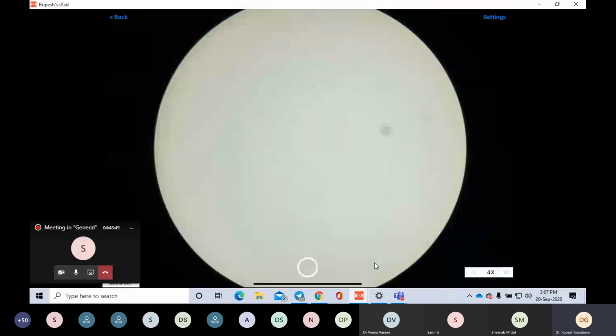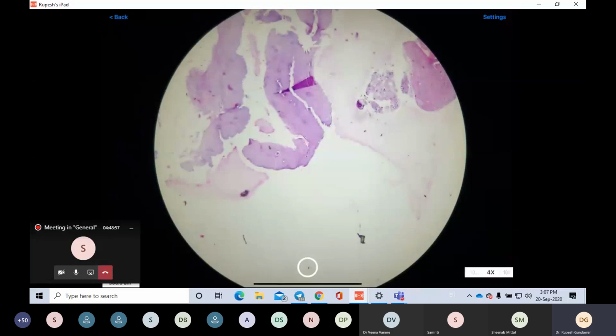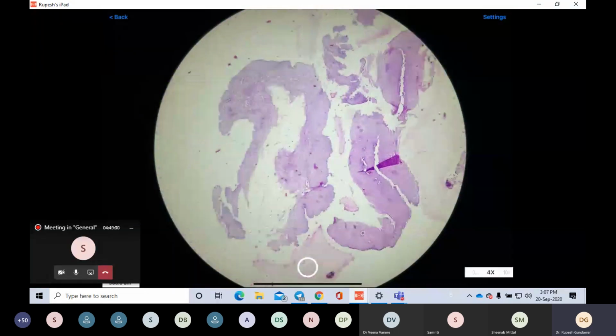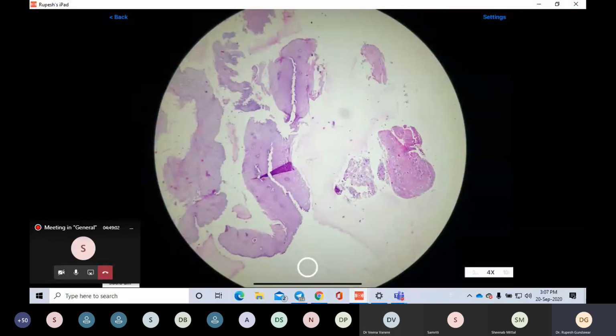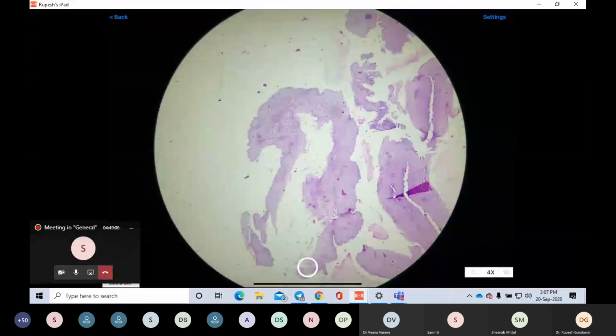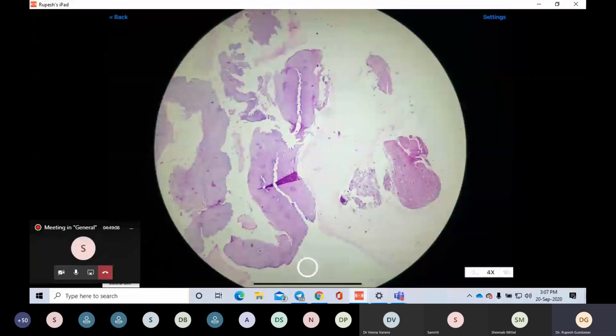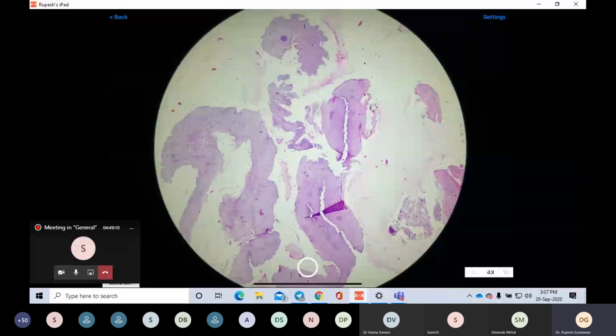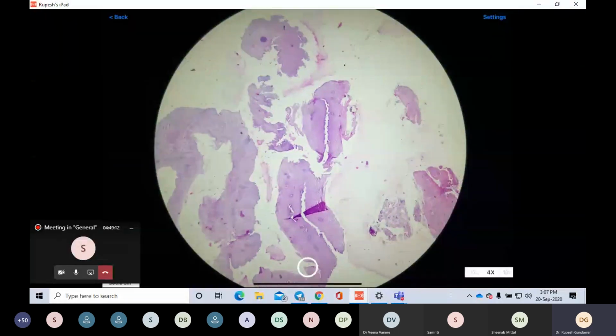Before that, I will show one more case. This is a case of esophageal biopsy, the upper part of the esophagus, or the initial third of the esophagus, at the level of the hypopharynx. Anyone want to discuss this case, please? This case I got recently, some 2 days back only, so I just thought I should show this.